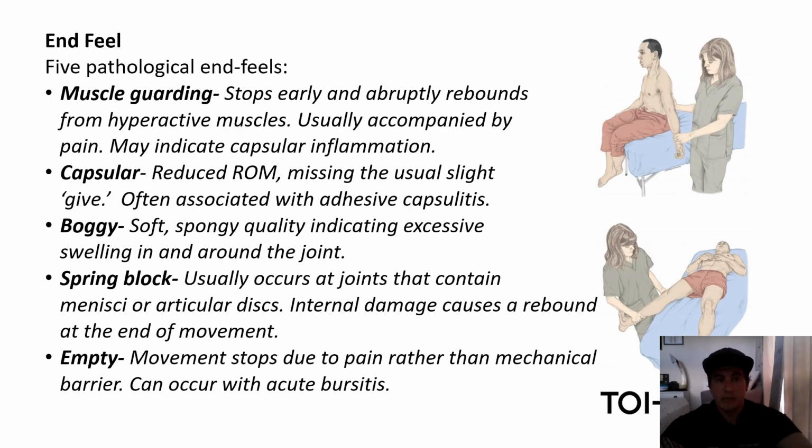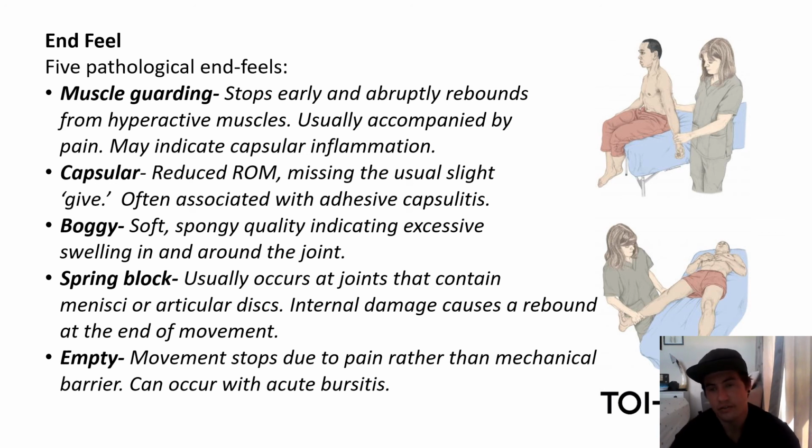Then we have these five pathological end-feels, so stuff that's not normal: injury, breakdown, hypermobility. Muscle guarding stops early and abruptly, rebounds from hyperactive muscles, so muscles that are contracting against passive range of motion, usually due to injury. Capsular: reduced range of motion and missing the usual slight give, often associated with sticky capsulitis, so adhesive meaning gluey.